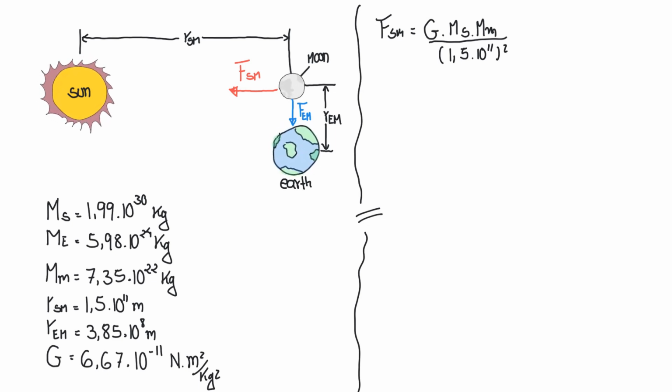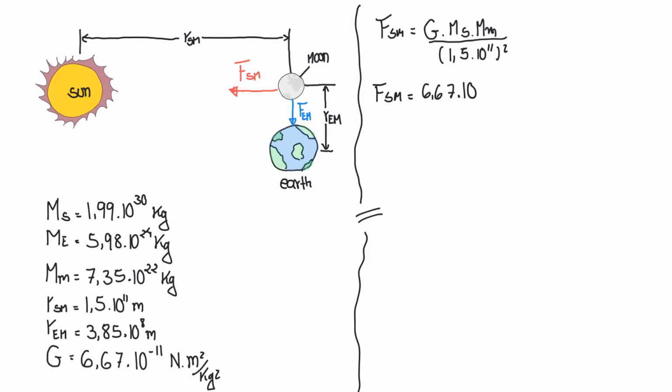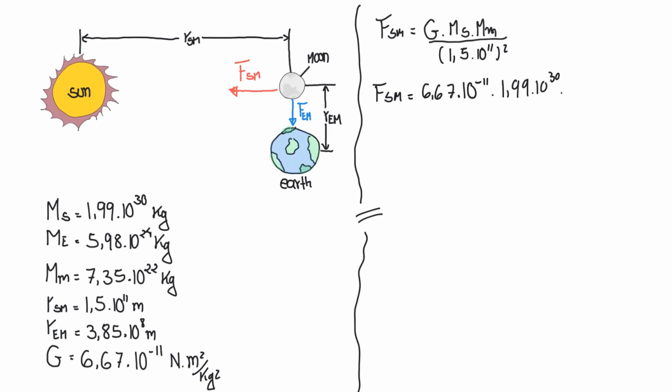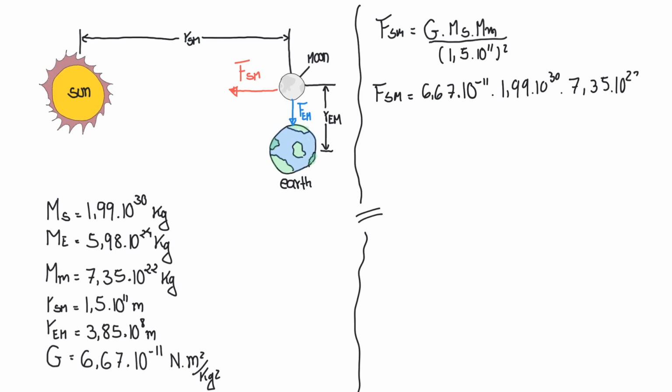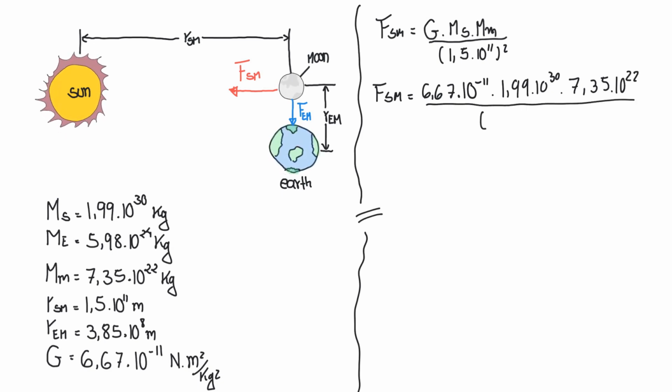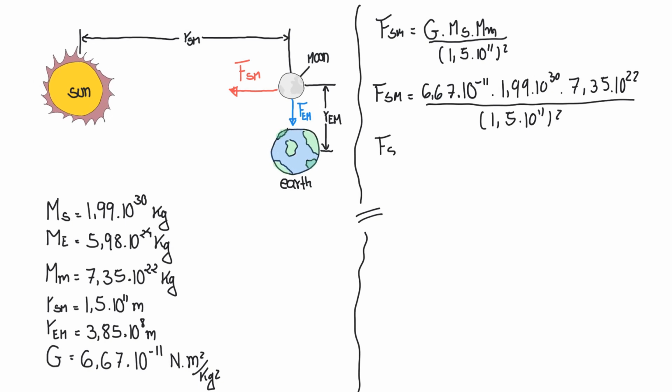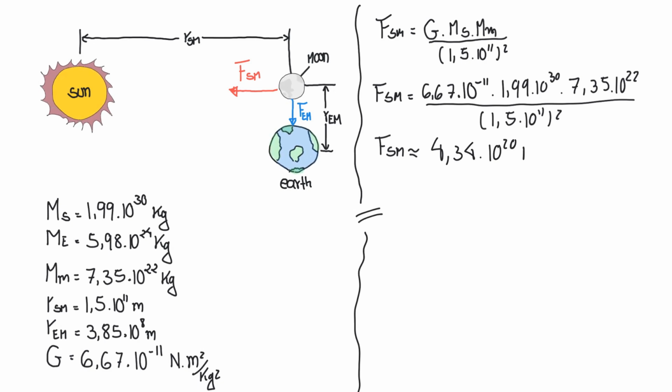Now, plugging in the other values that were given by the problem, we get Fsm equal to 6.67 times 10 to the minus 11 times 1.99 times 10 to the 30 times the mass of the moon, which is 7.35 times 10 to the 22, and this is divided by 1.5 times 10 to the 11 squared. This gives us a gravitational force of a magnitude of approximately 4.34 times 10 to the 20 newtons.